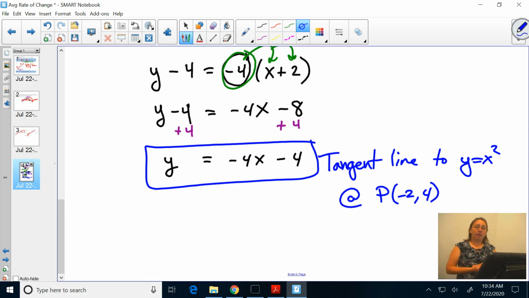That's an example of how to find the tangent line from using the average rate of change formula. Make sure you practice, make sure you do your homework. It's very important that you study and practice these concepts so that we can build upon what you already are confident in. All right, good luck.